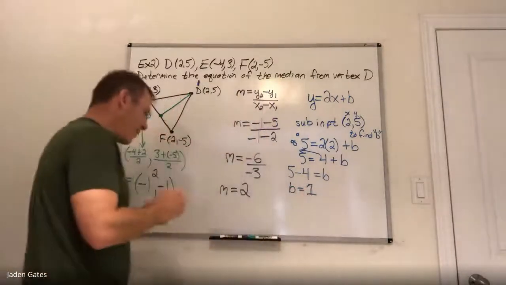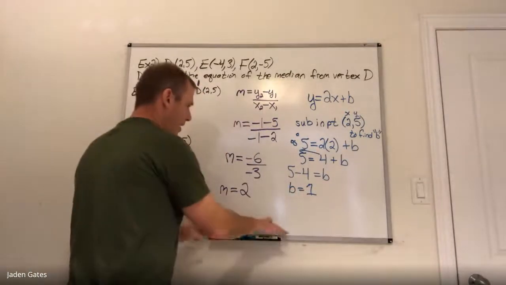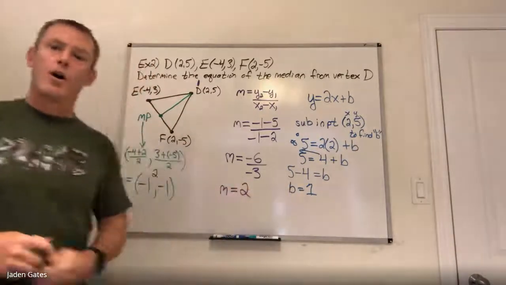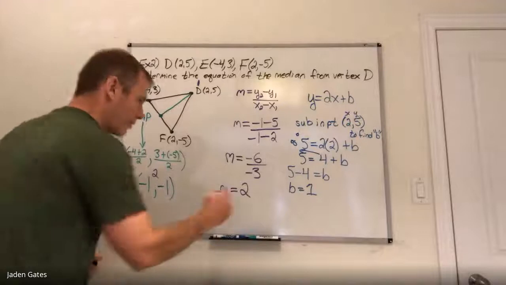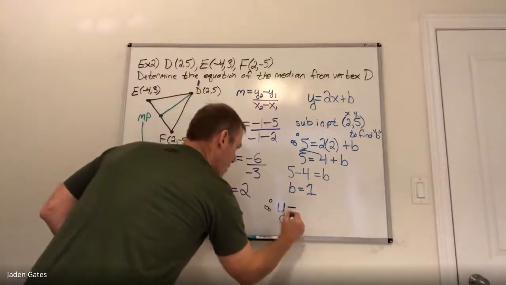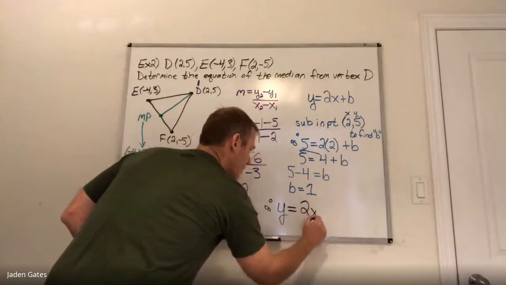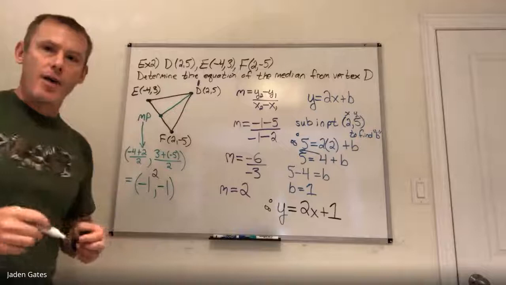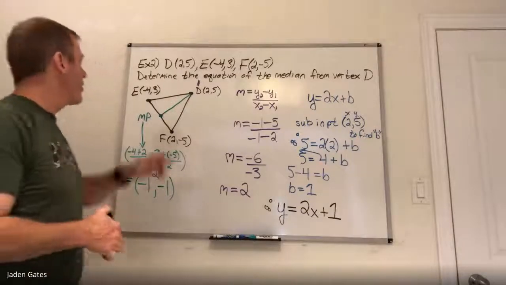And after all of that, we finally have the equation of the line because I have my m and I have my b. All I have to do now is substitute in the form of the equation y equals mx plus b, which in this case would mean we have y equals 2x, and then our b is a +1. And that would be the equation of our median from D.